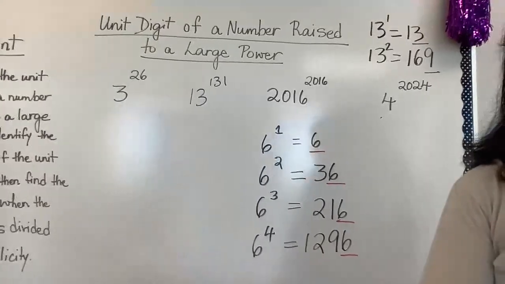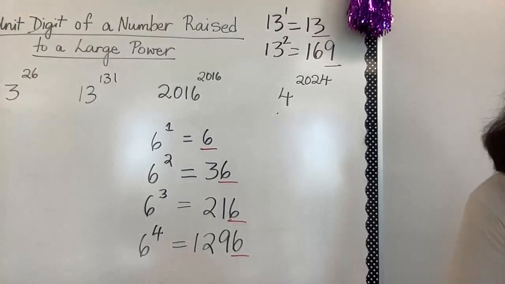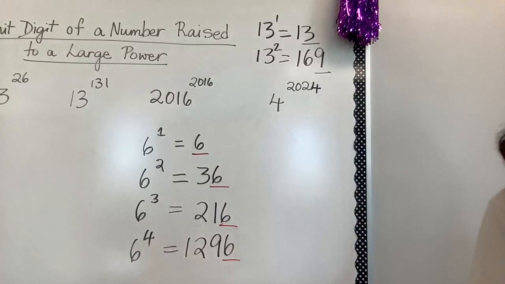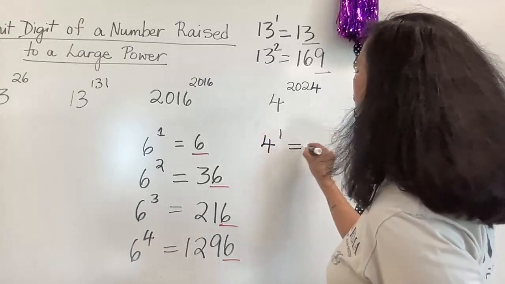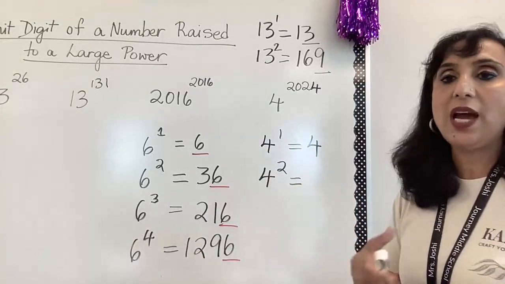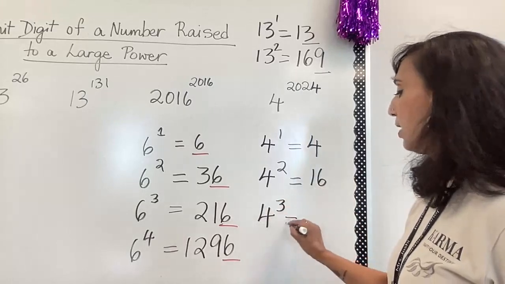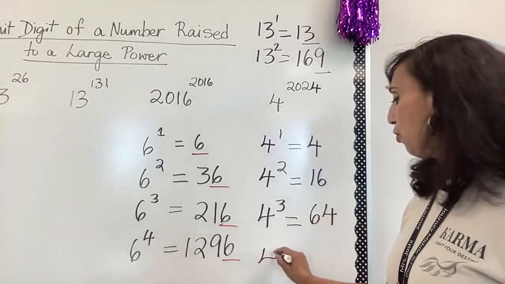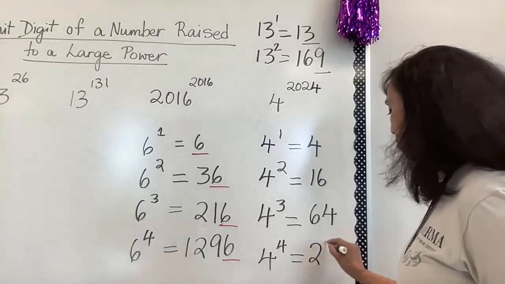Okay, and now let's look at this one, which is 4 raised to 2024. We need to look at the cyclicity of 4. If I look at 4 to the first power, I get 4. 4 squared means 4 times 4, which is 16. 4 cubed means 4 times 4 times 4, which gives me 64. 4 to the fourth power is 64 times 4, so that gives me 256.